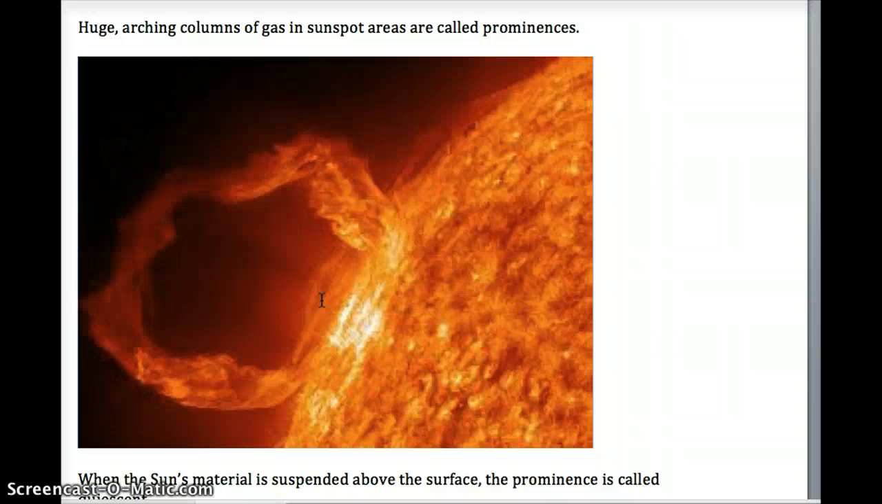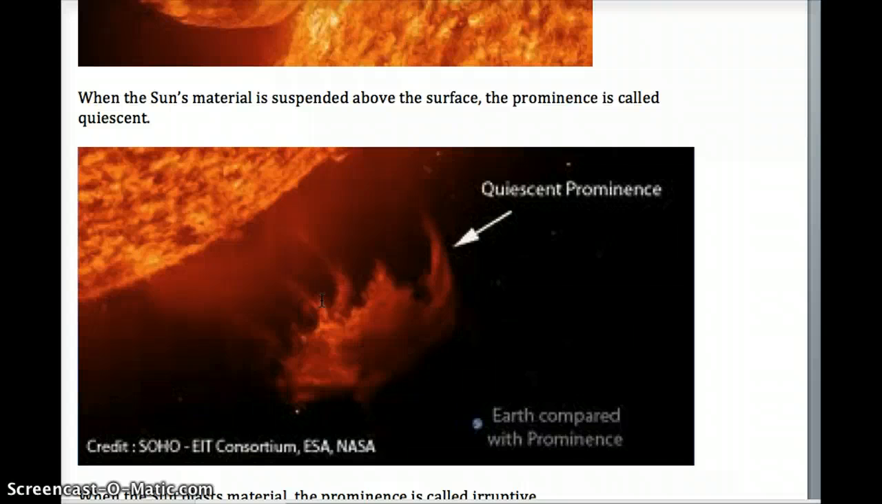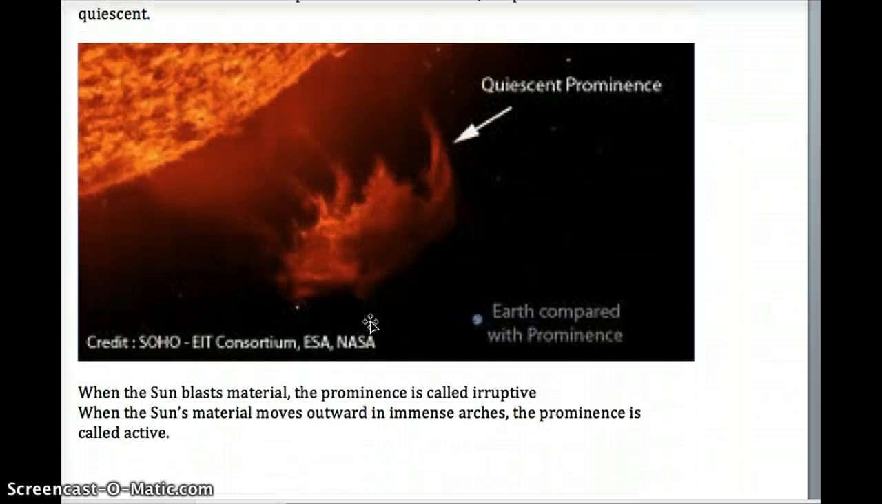Huge arching columns of gas in sunspot areas are called prominences. When the sun's material is suspended above the surface, the prominence is called quiescent, which we can see right here. When the sun blasts material, the prominence is called eruptive. When the sun's material moves outward in immense arches, the prominence is called active.